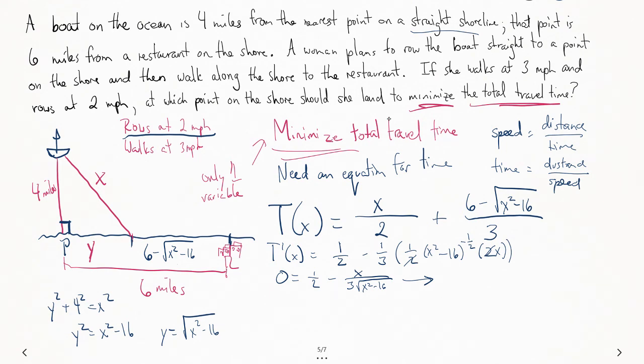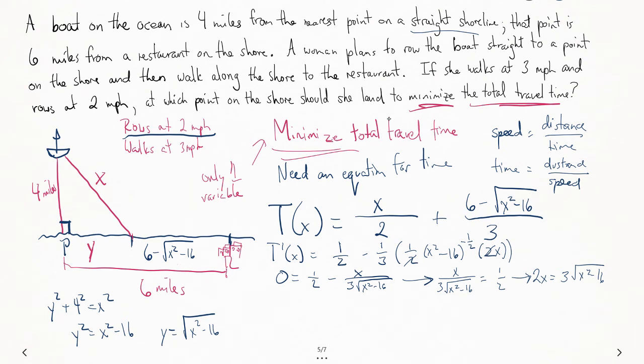Well, move that x and all that other junk over to the other side. So you get x over 3 times the square root of x squared minus 16 equals 1/2. You can do the whole cross multiply thing. And so we get 2x equals 3 times that, so it just goes 3 square root of x squared minus 16.